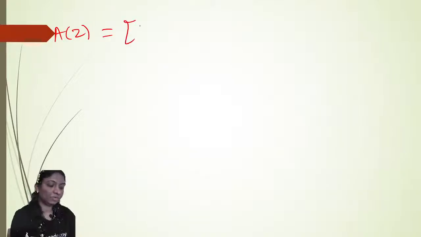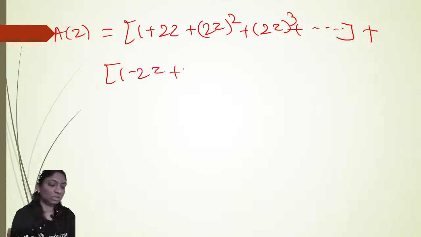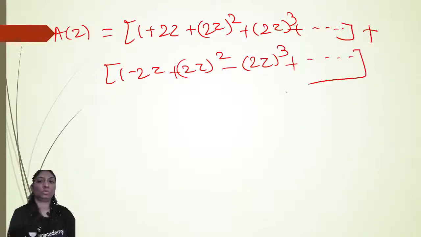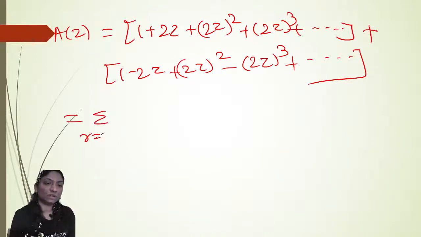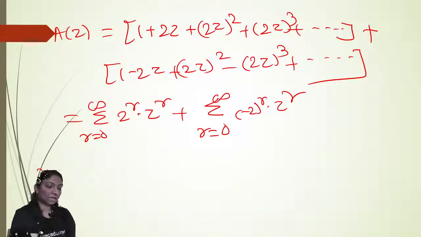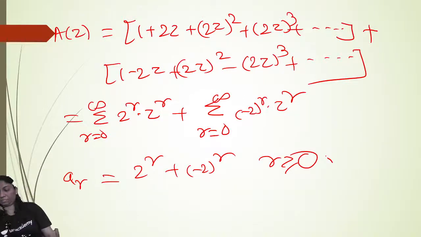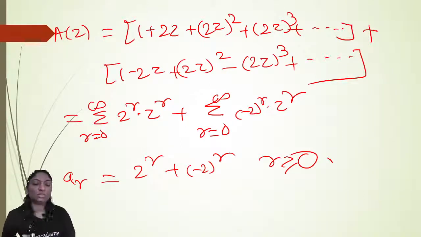So A of z is equal to 1 plus 2z plus 4z square plus 8z cube plus and so on, plus 1 minus 2z plus 4z square minus 8z cube plus and so on. Nothing but summation r varying from 0 to infinity 2 raised to r into z raised to r plus summation r varying from 0 to infinity minus 2 raised to r into z raised to r, right? So the discrete function ar is equal to 2 raised to r plus minus 2 raised to r, where r is greater than or equal to 0. That's it, your discrete numeric function.